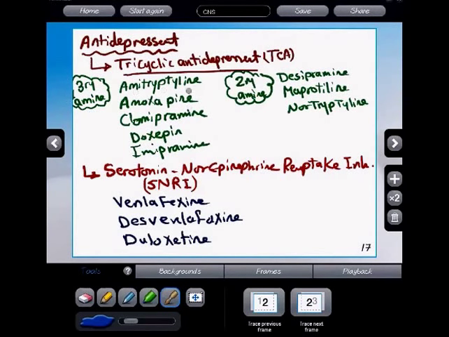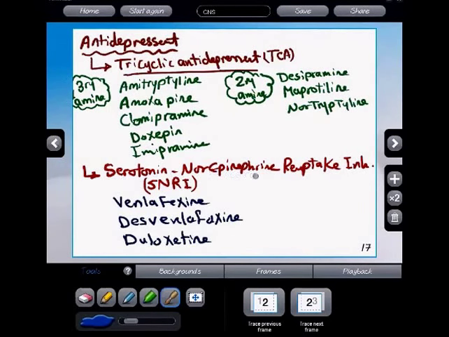So amitriptyline, amoxapine, clomipramine, doxepin, imipramine, all of these can be considered more potent than desipramine, maprotiline, nortriptyline, because those are secondary amines. And we said tricyclic antidepressants have an anticholinergic side effect, and have a tachycardic effect.